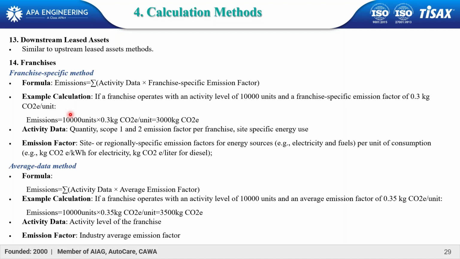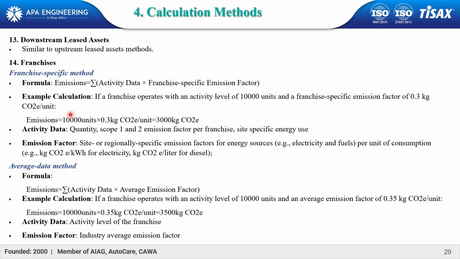The downstream lease assets are completely similar to the upstream lease asset: asset specific method, lease specific method, and the spend based method. So we'll move into the franchises category. Here the franchise category has two methods to calculate the emission. First is the franchise specific method and the second is the average data method.